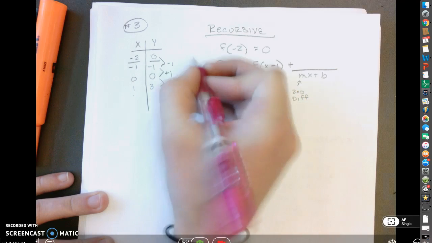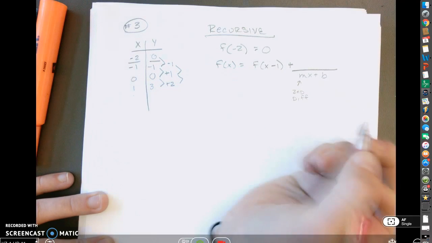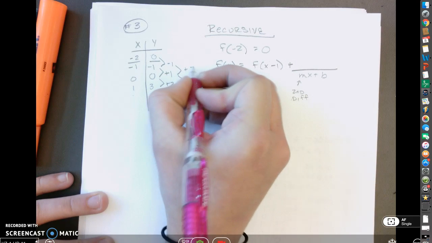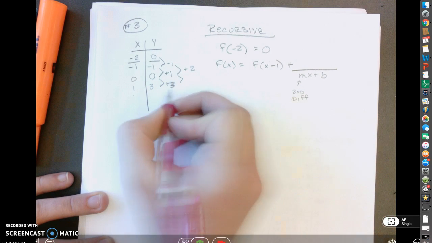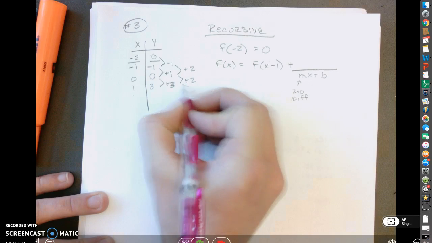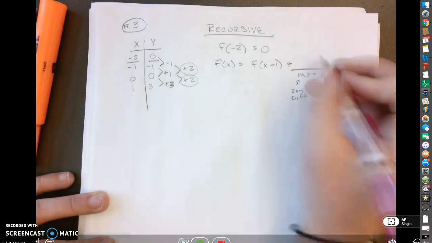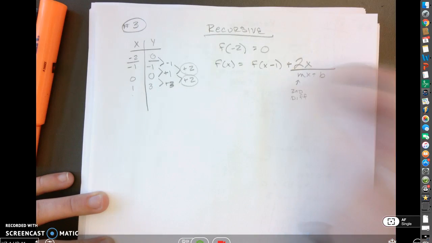There's my first difference. Then I figure out, okay, to get from negative 1 to 1, I add 2. To get from, oh, this should be a 3. To get from 1 to 3, I add 2. So my second difference is 2. So I'm going to say 2x.